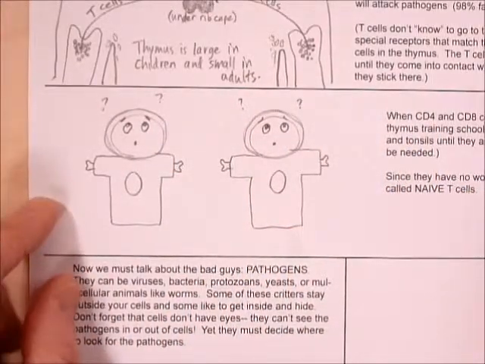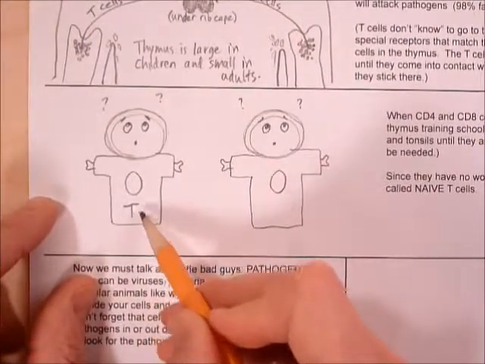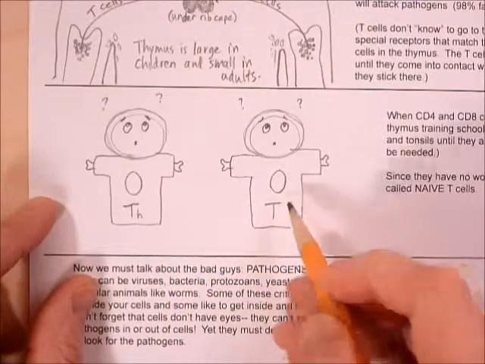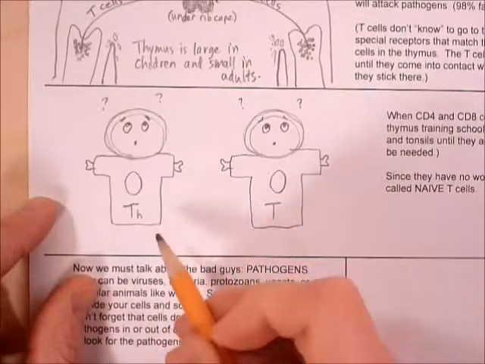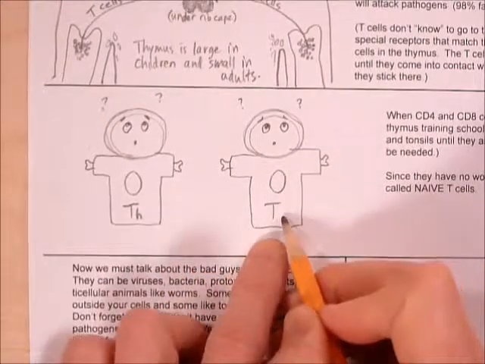I'm naive. I have no idea. And then they're also often labeled T with a small letter H for helper. So we know this guy isn't, this is a helper. And this is a naive T. And we could put killer, TK.